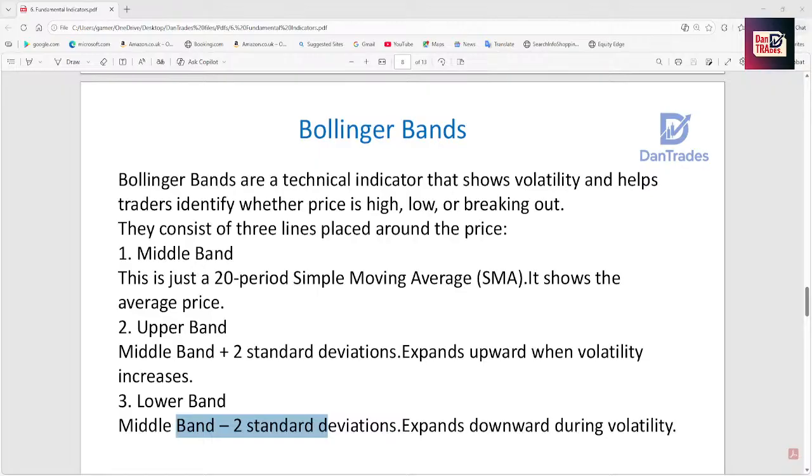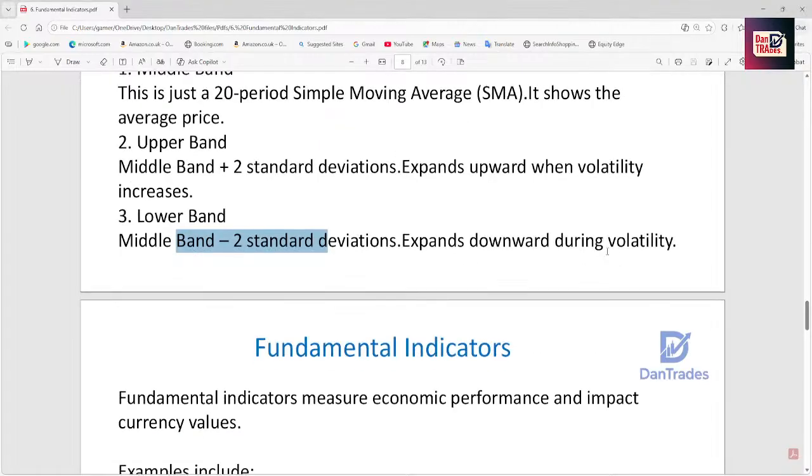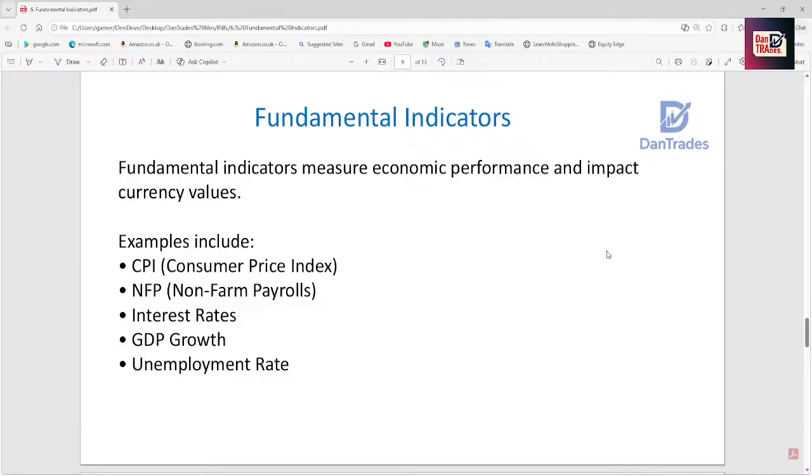Then finally, we are on the most important aspect, which is the fundamental indicators, or the economic indicators. Now, what are fundamentals? They are statistics on a country's economy that affect the value of the country's currency. We have types like the CPI, which helps for inflation, and many others.